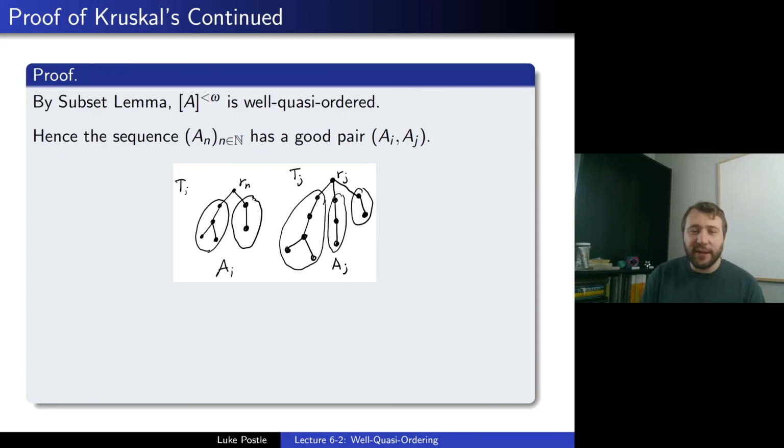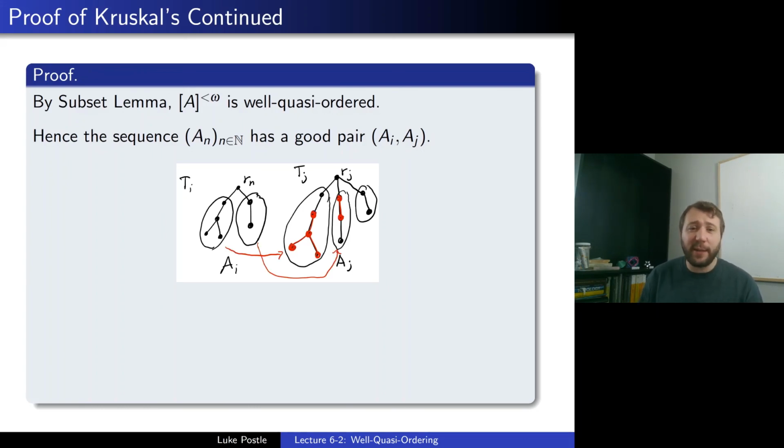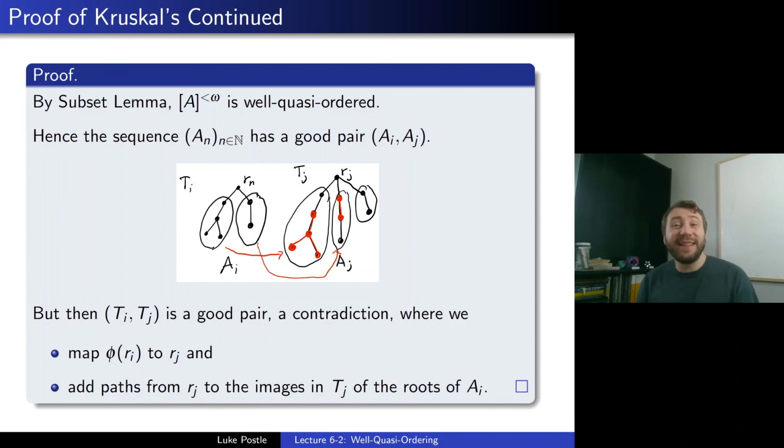So here's a picture. We have our T_i, we have our T_j, we have our roots R_i and R_j, and then we have A_i and A_j. Now they're a good pair. What does it mean to be a good pair? It means there's an injective mapping, right? Each set in A_i goes to one of the sets from A_j in this rooted minor relation. So you can injectively find a subdivision of it where you have roots, and again, they're preserving the tree order. So what can we do at that point? Well, we're basically done, because then T_i, T_j is actually a good pair, which would be a contradiction.